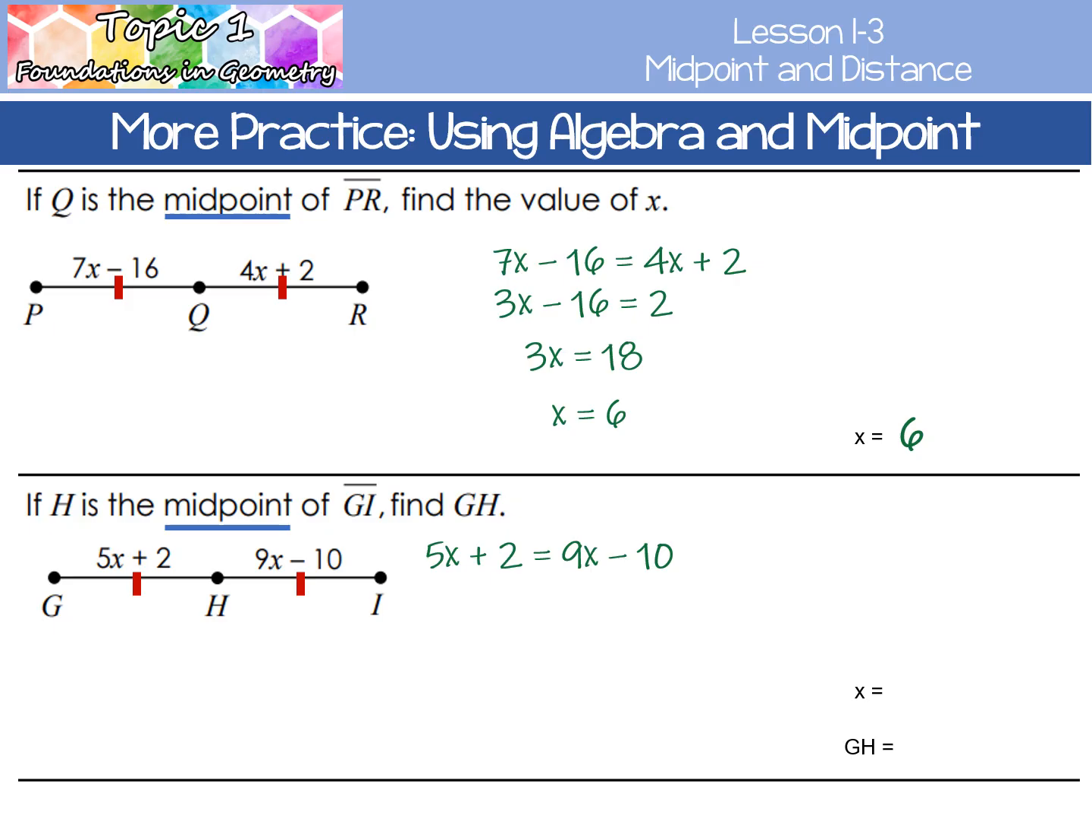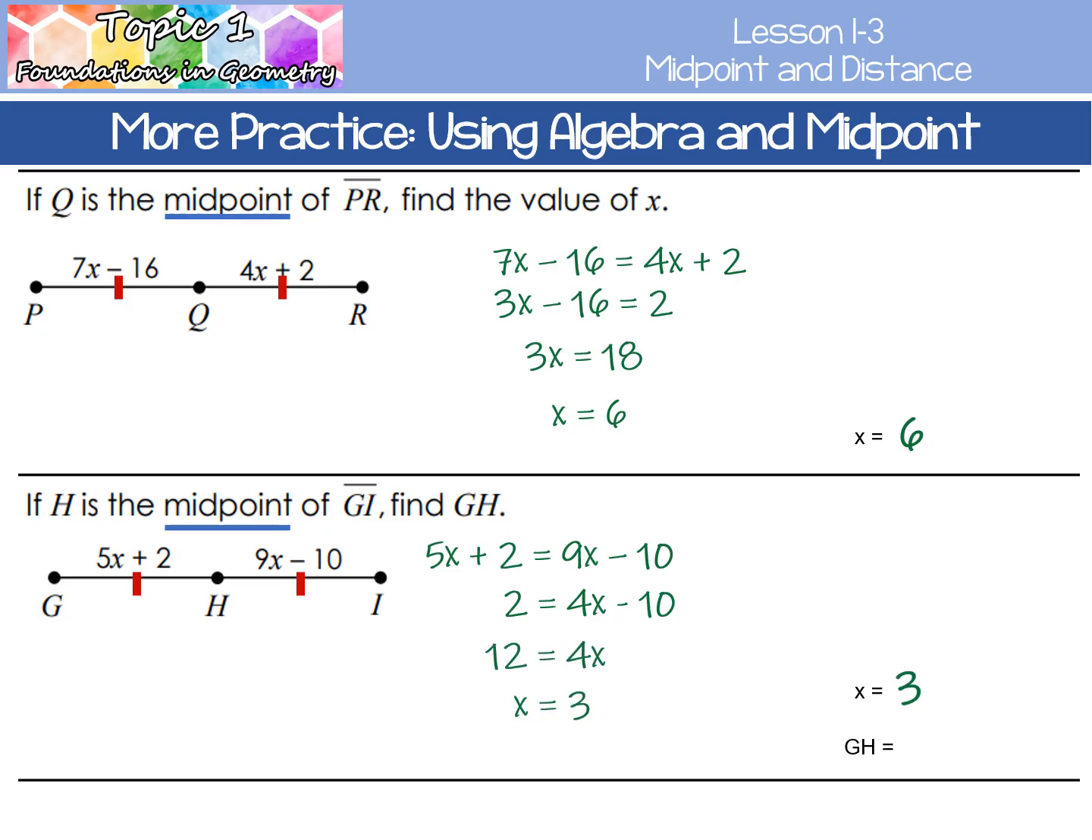Subtract the smaller x from both sides, because we do have them on both sides this time. So subtract 5x on both sides. Left-hand side is left with 2. 9x minus 5x is 4x. Bring down your minus 10. Get rid of the minus 10 by adding 10 to both sides, and then divide both sides by 4.